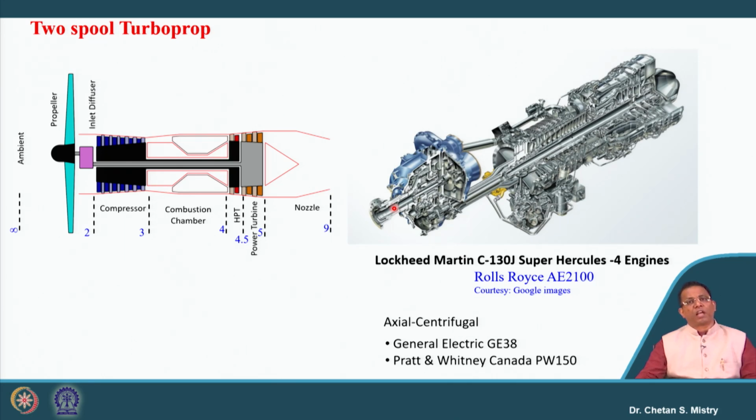Okay, a similar kind of configuration is also possible with an axial centrifugal compressor combination. So the GE T38 and Pratt & Whitney 150 are of such configuration, where in place of having only an axial flow compressor rotated by the HP turbine, we will have an axial flow compressor followed by a centrifugal compressor, and that will be rotated by the HP turbine.